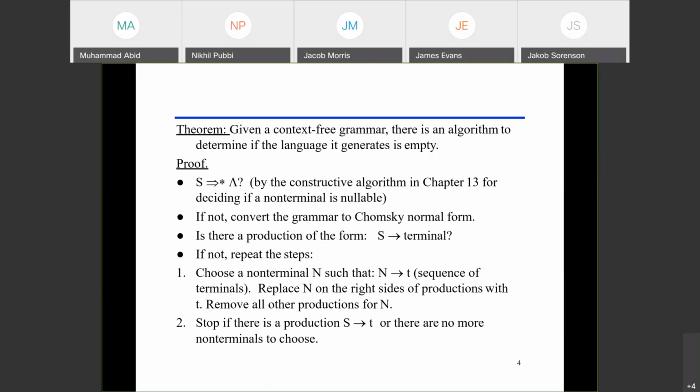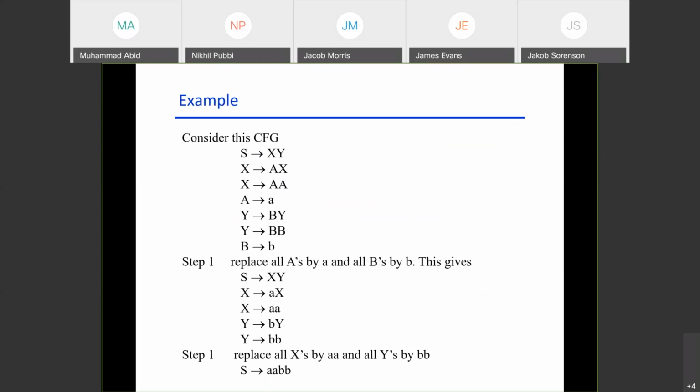Okay, so look at this one. We have this grammar here, and we have no idea what this grammar is doing or what the definition of this language is. We are only interested in figuring out whether it generates any word or not. So how do we do that? In the first iteration, we find those production rules which just replace a non-terminal with terminals, something like this one.